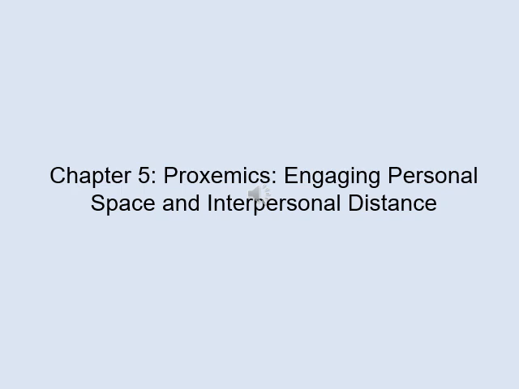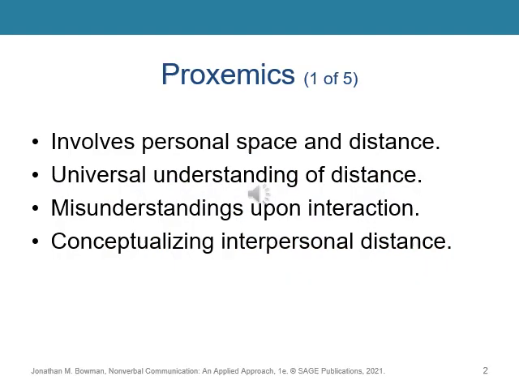Here's an overview of this chapter. For Chapter 5, we will learn how to distinguish the 4 zones of interpersonal distance. We will also learn to describe the impact of expectancy violations on interpersonal attraction. And finally, we will explore how proximity may lead to perceptions of similarity.